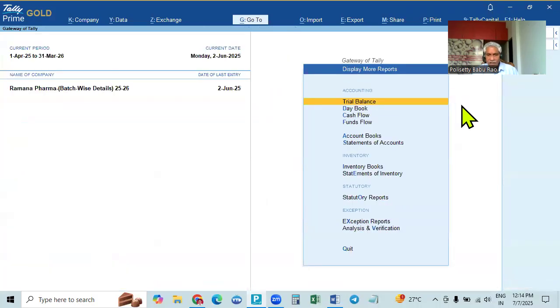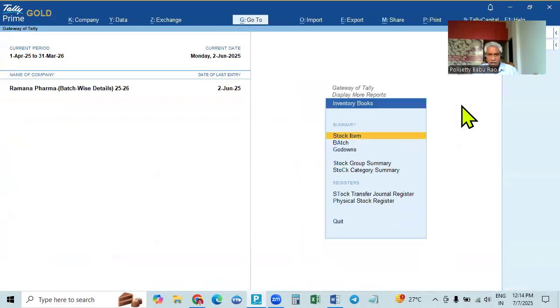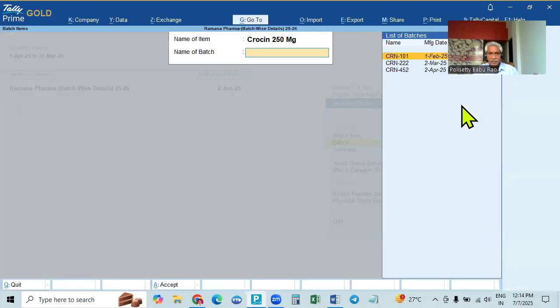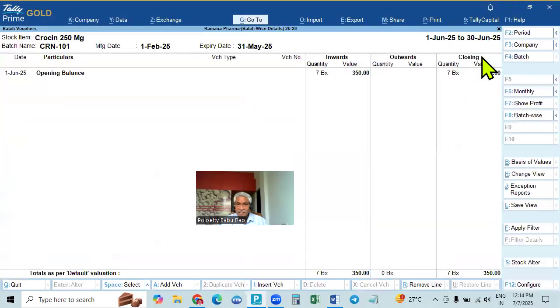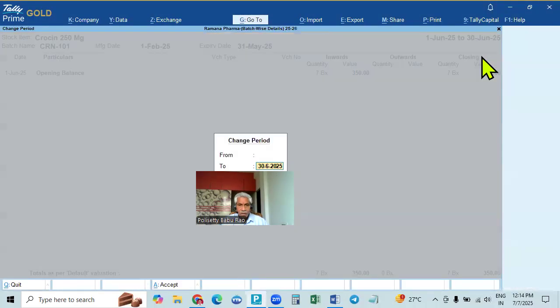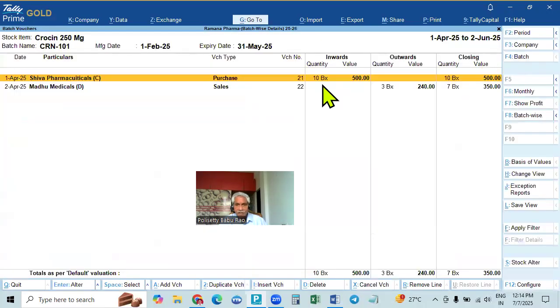And if you go to the display more reports, stock items, go to batches. If you take this one, see here all the 3 batches will be shown. The first one is showing 10 we purchased, 3 we sold, 7 are available. When is this? This is expiry date 31st May. We are seeing on 2nd day. This is already expired. So it is showing in stock, but it cannot be sold.